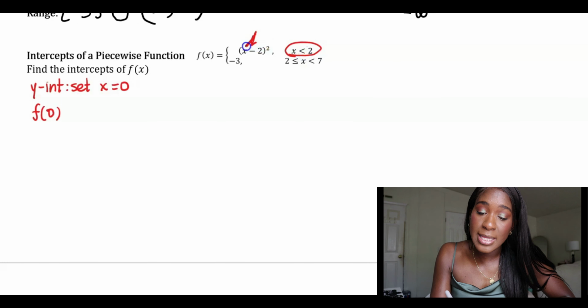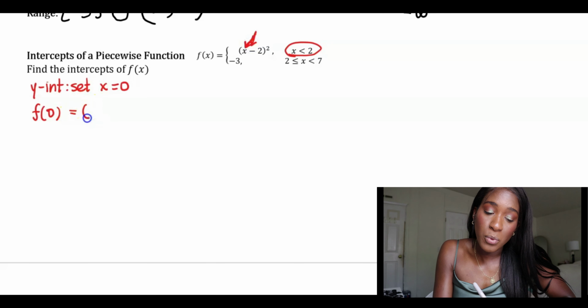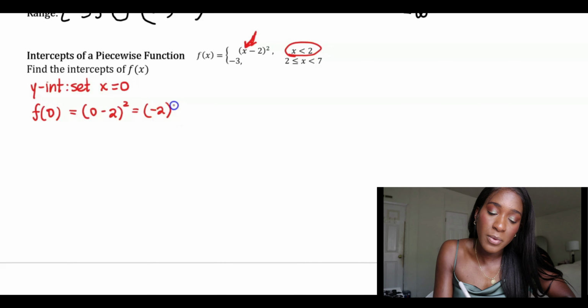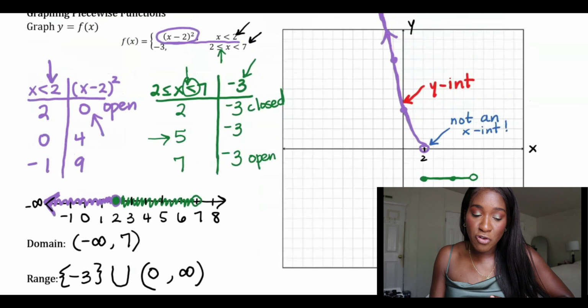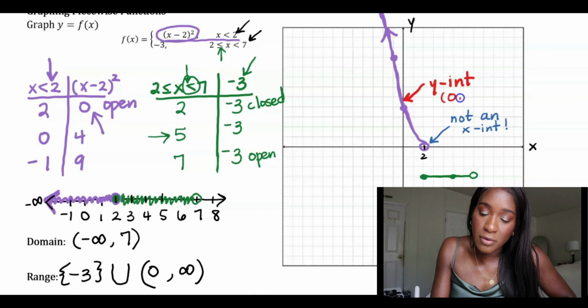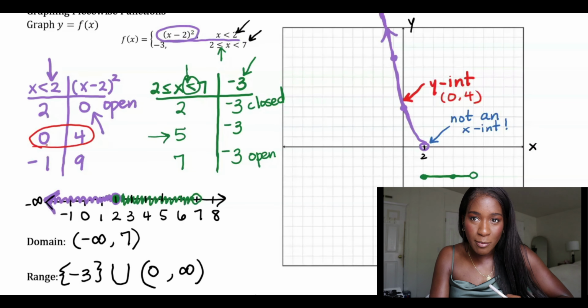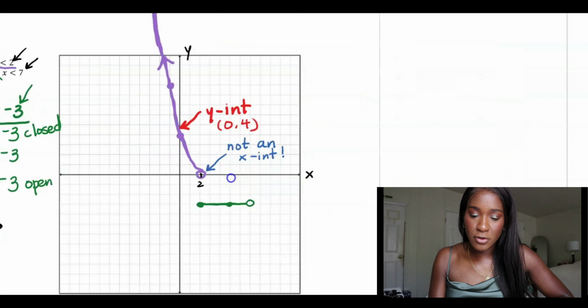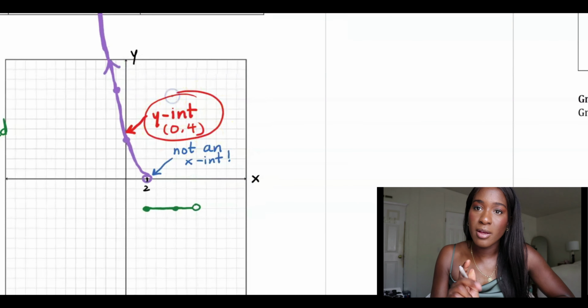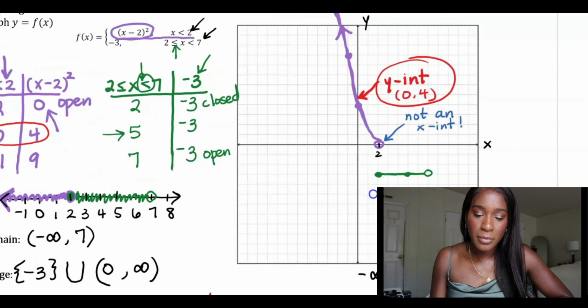So I'm going to replace this x right here with 0. So I have 0 minus 2 squared, which is -2 squared, which is a positive 4. So the y-intercept of the graph is happening at the point (0, 4), which again, I'll point out, we knew that already from our table. We had plugged in 0 into that function. There's the y-intercept right there, the y-intercept of (0, 4).